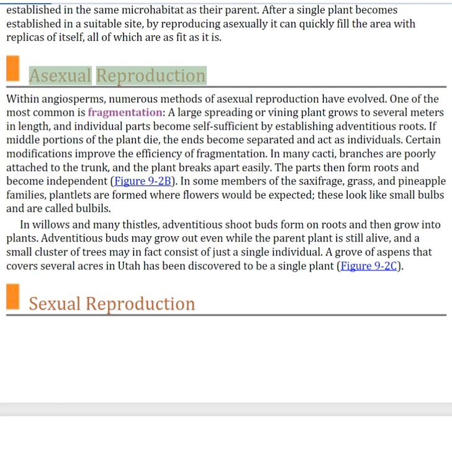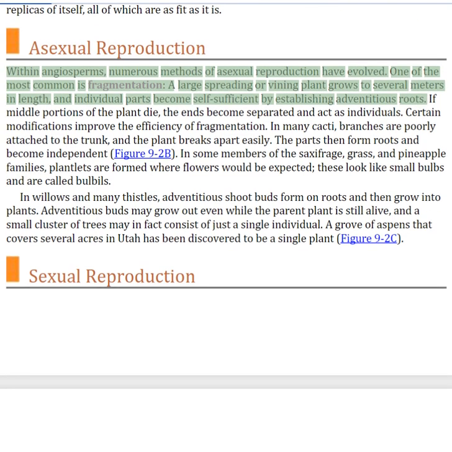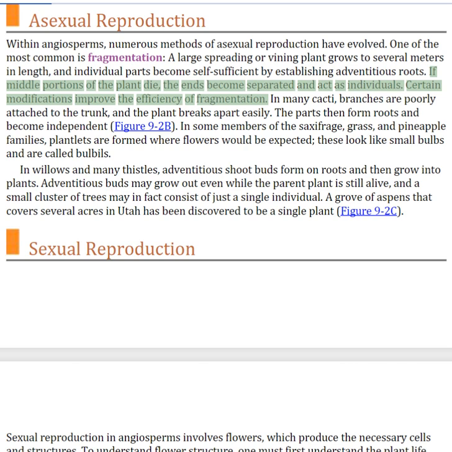Asexual reproduction. Within angiosperms, numerous methods of asexual reproduction have evolved. One of the most common is fragmentation. A large spreading or vining plant grows to several meters in length, and individual parts become self-sufficient by establishing adventitious roots. If middle portions of the plant die, the ends become separated and act as individuals.